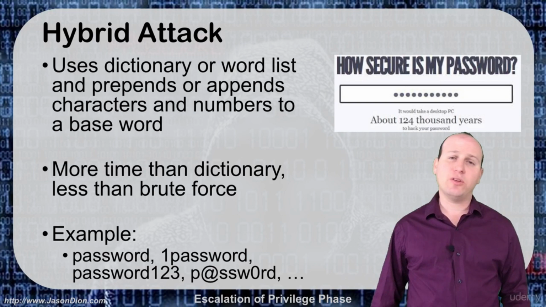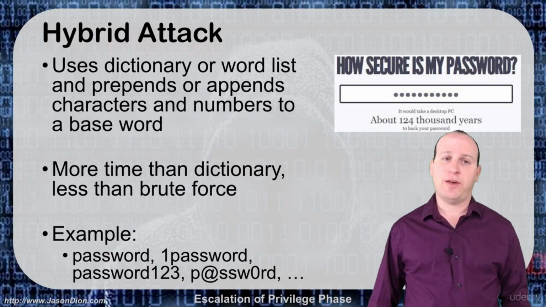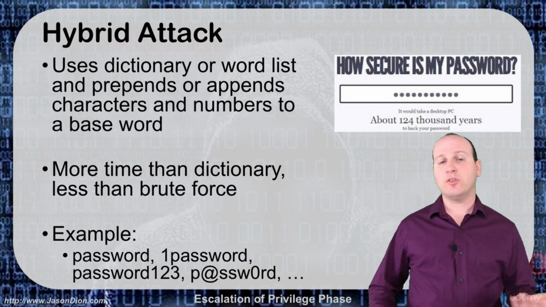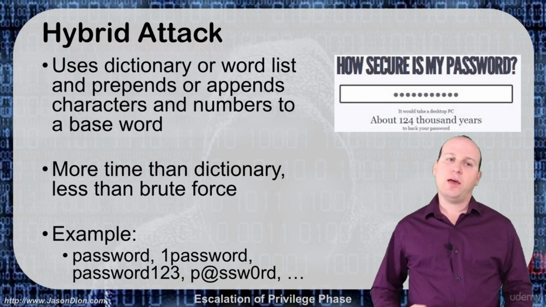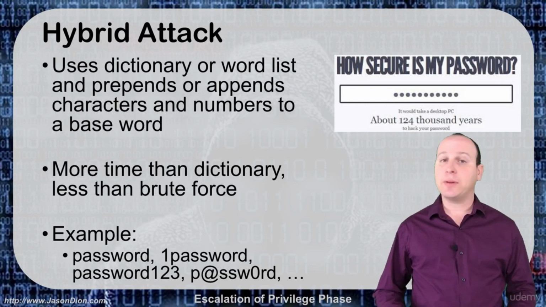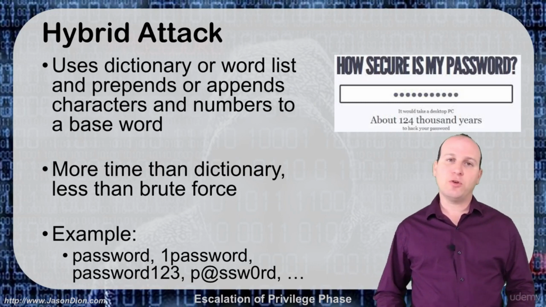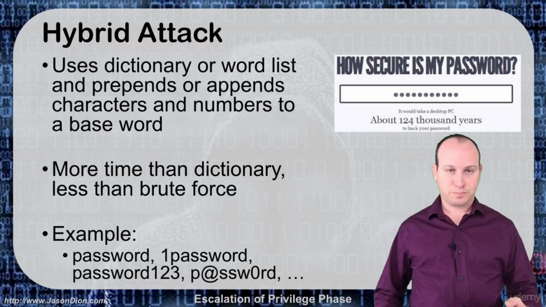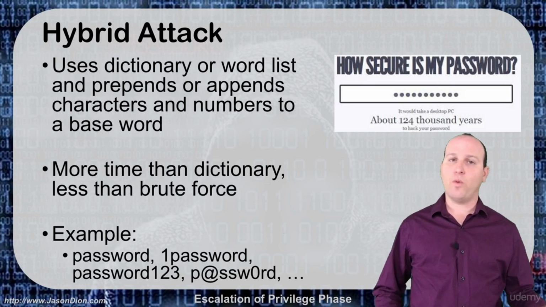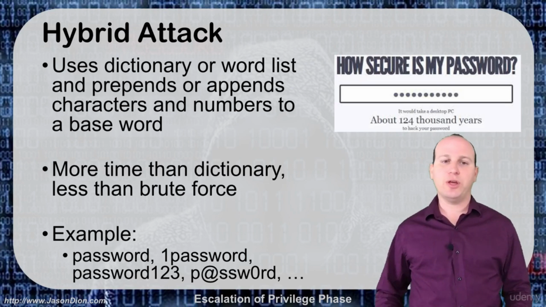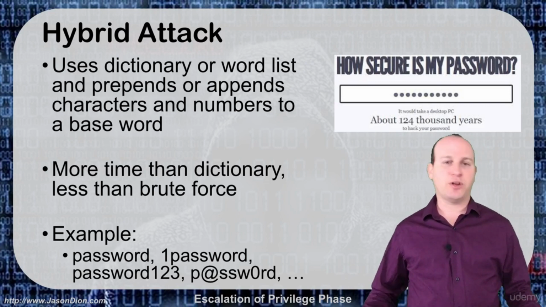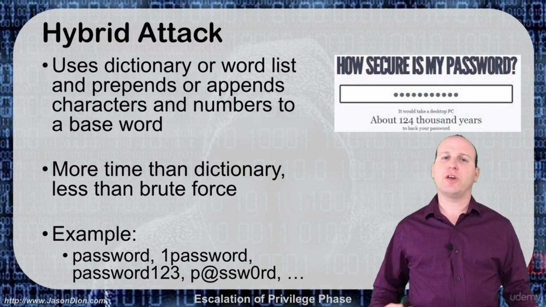Now, one of the ways I can do this better is I can do what's called a hybrid attack. This is where I take a dictionary list and I add some things to the beginning or the end of it, or even in between, to work it a little bit better. This takes more time than a dictionary attack, but less time than a brute force attack. So for example, if I thought the password had something to do with password, then I can use things like 1Password, or password123, or password where I replace the A's with at signs and the S's with dollar signs. Those types of things are using a hybrid attack.